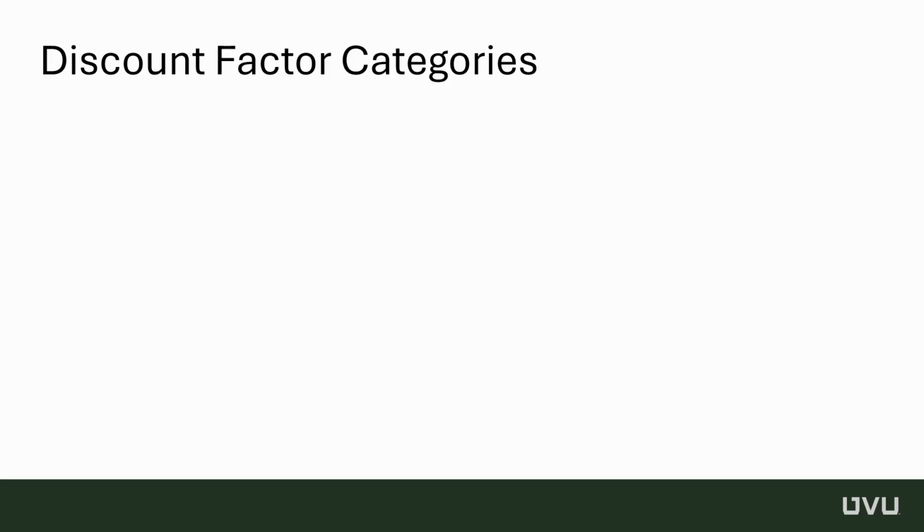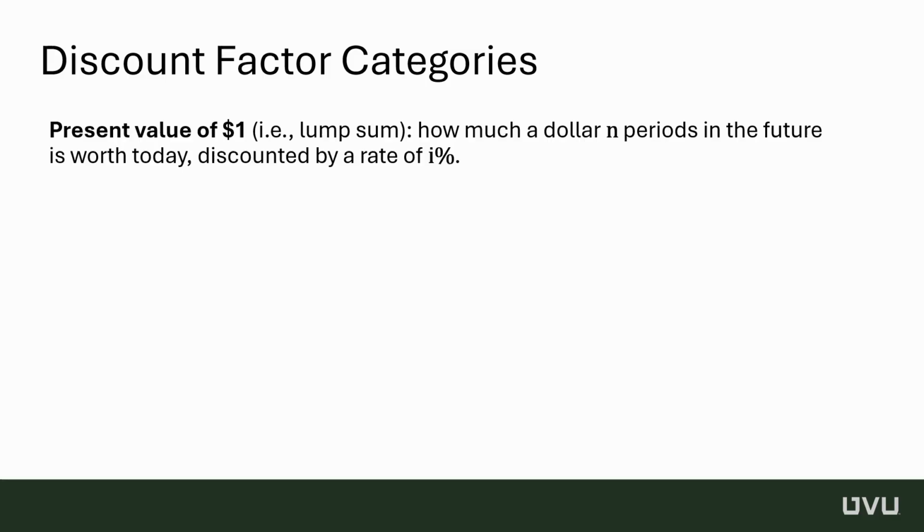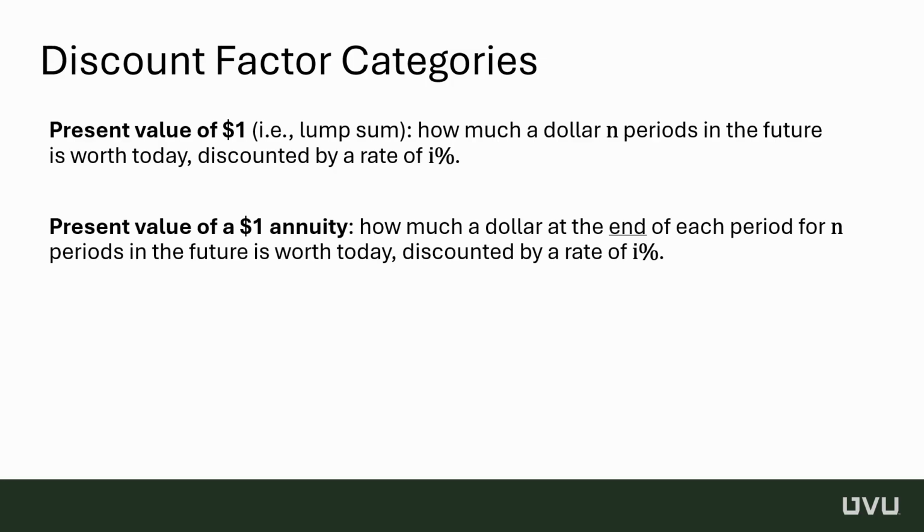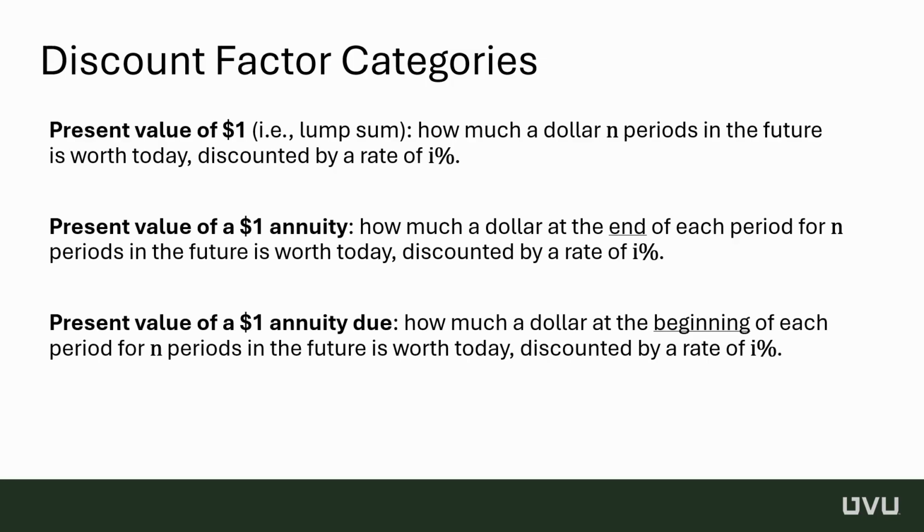There are 3 main discount factors I want you to recognize. First, the present value of $1. This is used for a lump sum. It tells us how much $1 received n periods in the future is worth today, given a discount rate. Second, the present value of a $1 annuity. This is used when there are equal payments at the end of each period. In other words, it values a stream of recurring future cash flows. Third, we've got the present value of a $1 annuity due. This is similar to an ordinary annuity, except the payments occur at the beginning of each period instead of the end.